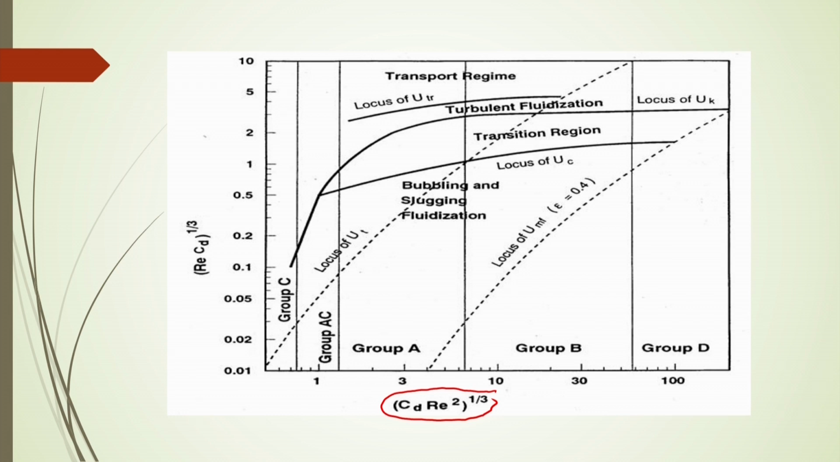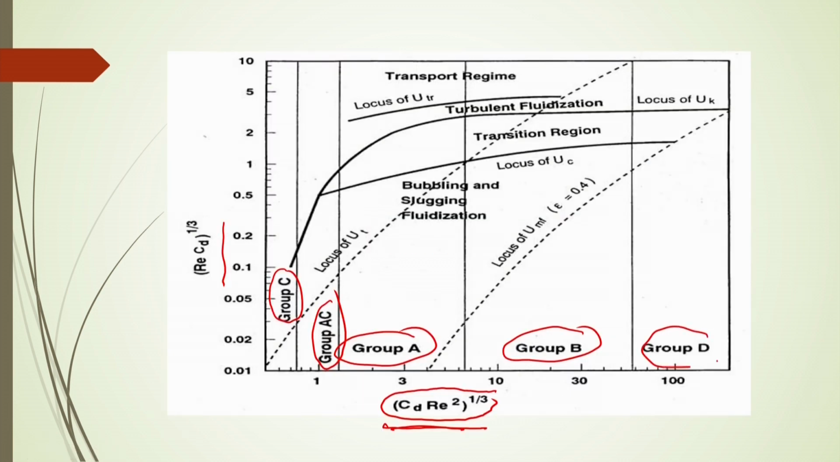This is one parameter, and also here is another parameter, Re times CD to the power 1 by 3. What is CD? CD is nothing but the drag coefficient. It will be discussed later on, and also in earlier classes what the drag coefficient is has been discussed. So, here on the x axis you will see different particles: group C, a mixture of group A and C, group A and group B, and group D, Geldart group D particles. For this type of particles you will see different flow regimes, different flow patterns, that you can get by this axis.